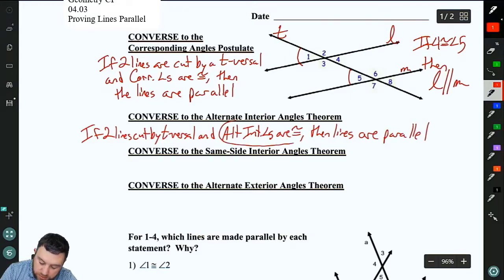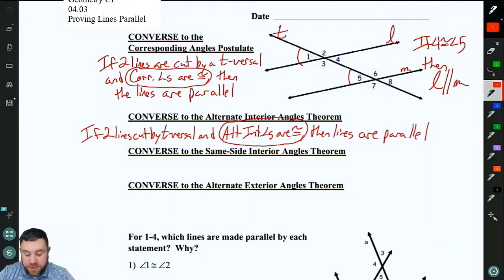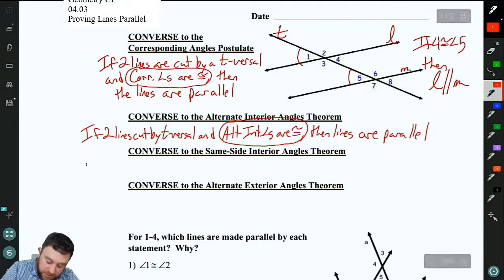I'll circle the important part on each of these. For the converse to the corresponding angles postulate, corresponding angles are congruent. For the converse to the alternate interior angles theorem, alternate interior angles are congruent. Now remember, the same side interior angles for this next one, that's the one that's different.